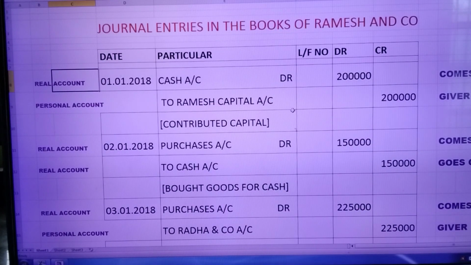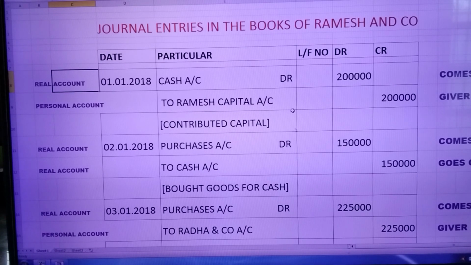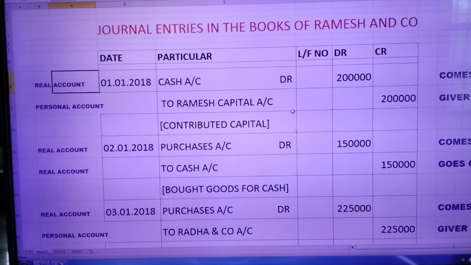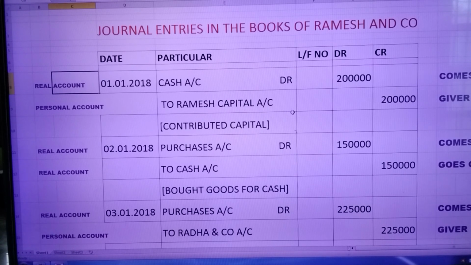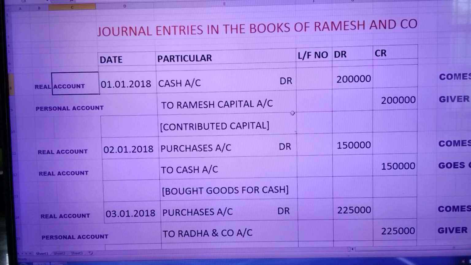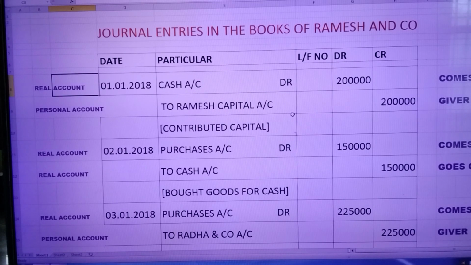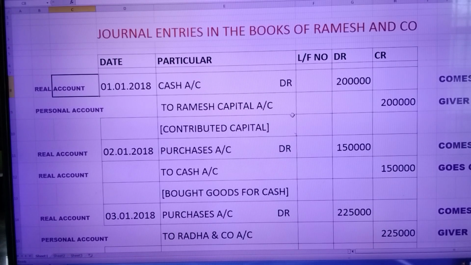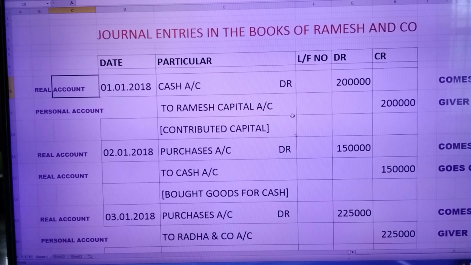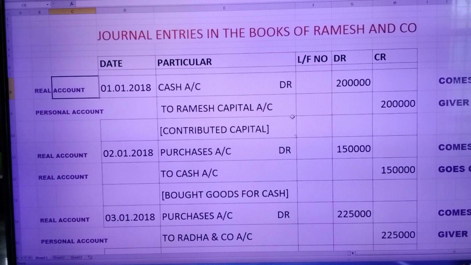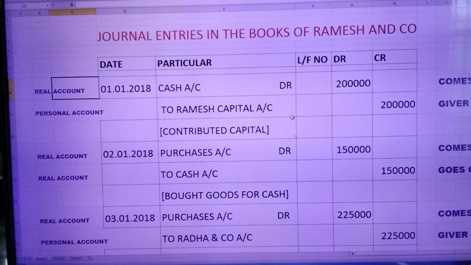What I told, Radha and Co is the next person. Radha and Co comes under which family? Radha and Co comes under personal account. From Ramesh and Co's point of view, what do you think about Radha? Radha and Co is the giver for Ramesh and Co. Am I correct or not? For Ramesh and Co, this person is giving the goods. Credit the giver, as per the personal account rule.